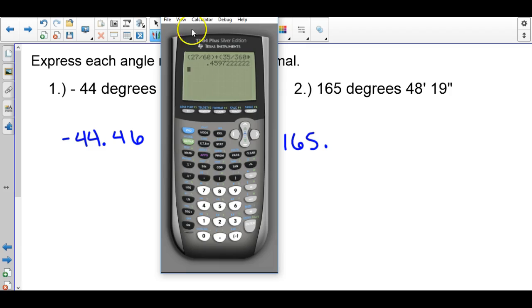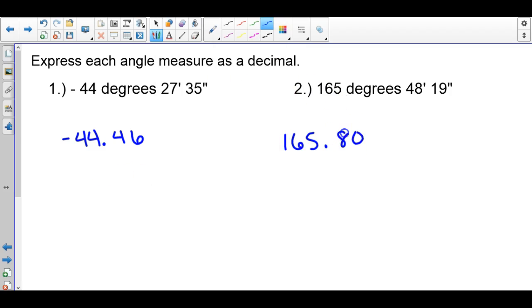And I'll do the same thing here. I'm going to do a parenthesis. I'm going to put 48 divided by 60. I'm going to close the parenthesis and then plus, and I'll do 19 divided by 3600. Which again, the 3600 is coming from the fact that that is a 60th of a 60th, and that's going to give me 0.805. So again, that's going to be the decimal part of my answer. The rest of that is going to stay the same.